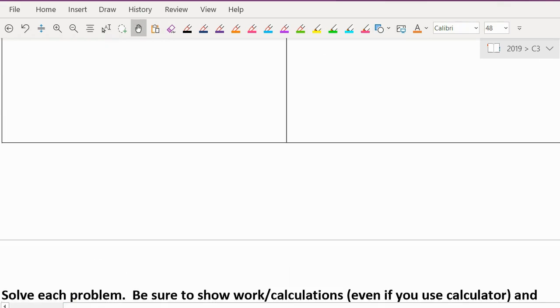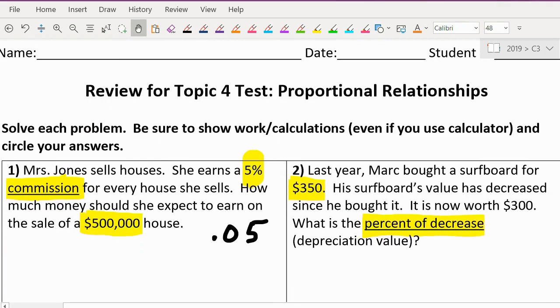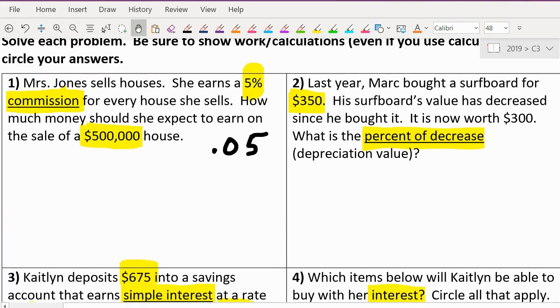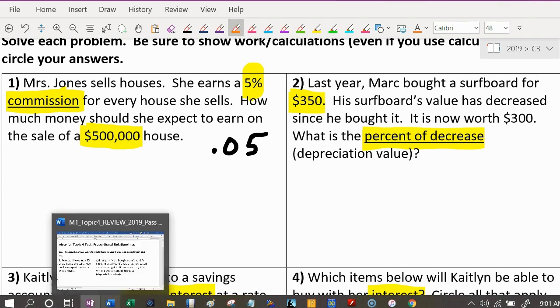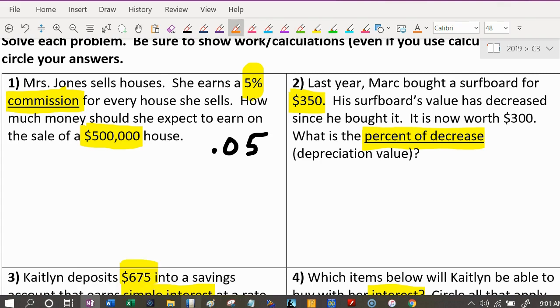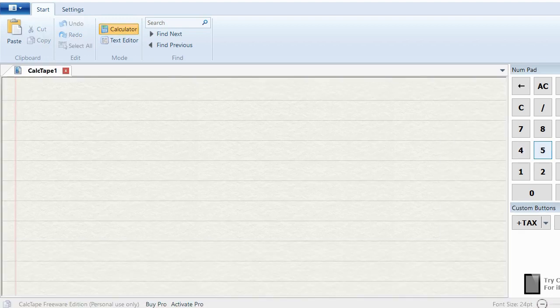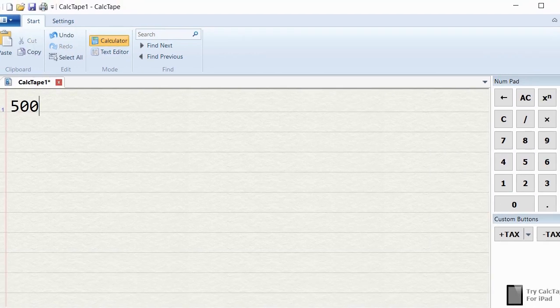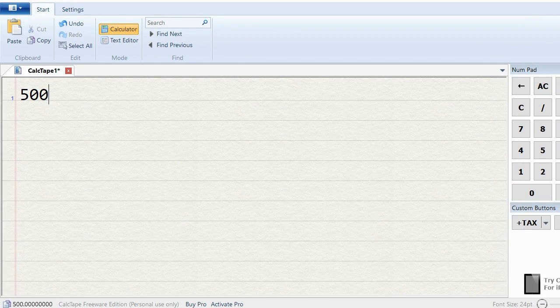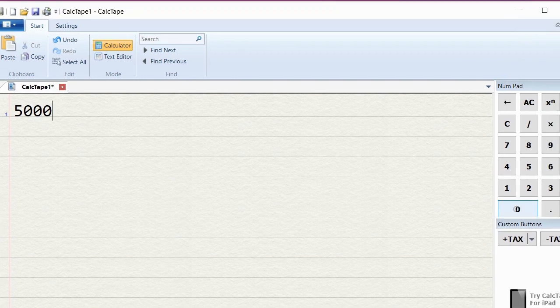Now we're going back to number 1. Well, that's kind of like number 10 review. Okay, here we go. Mrs. Jones sells houses. Okay, she earns 5% commission. So we go to our calculator, and we need to make sure we do 0.05. Okay, so 500. I think I need to move this over a little bit. Okay, 500.